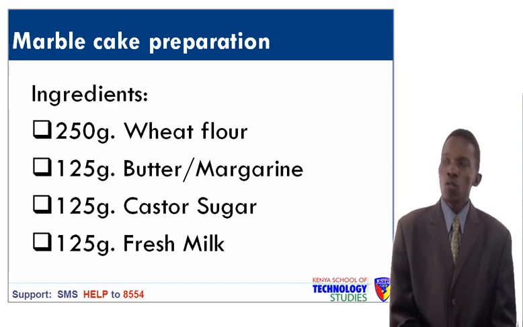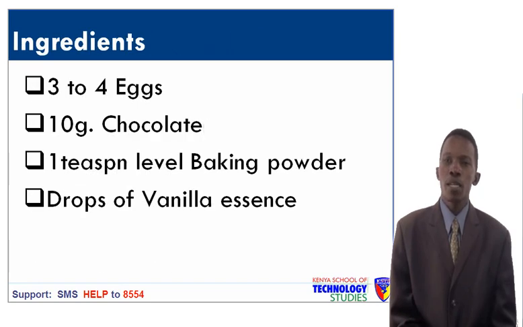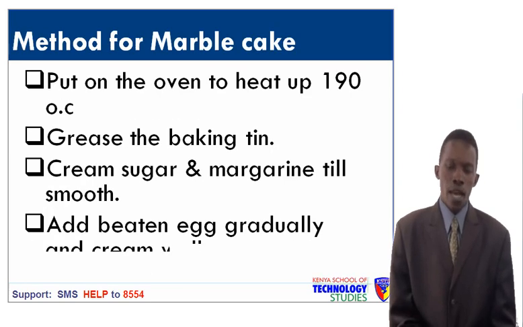So when you have 250 grams wheat flour, you require 125 grams butter or margarine, 125 grams castor sugar, 125 milliliters fresh milk, 3 to 4 eggs, 10 grams of chocolate, 1 teaspoon level baking powder, and some drops of vanilla essence.